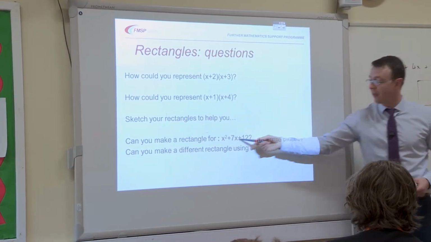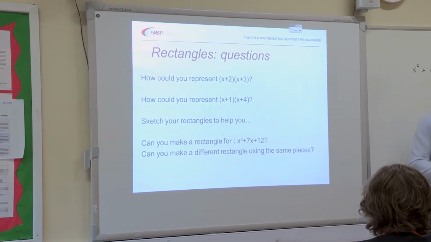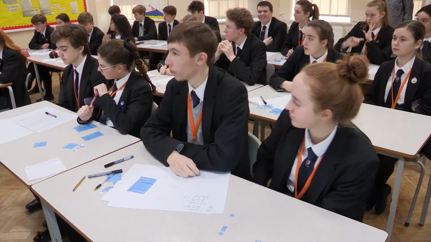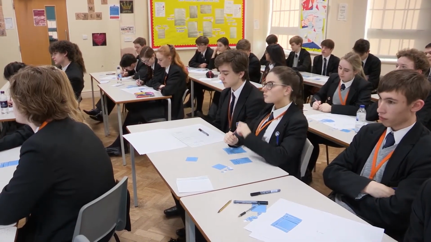We ended up trying to make a rectangle whose area was x squared plus 7x plus 12. What was its dimensions? X plus 3, x plus 4. Yeah, good. X plus 3 and x plus 4. One problem that we didn't get onto was representing negative numbers.